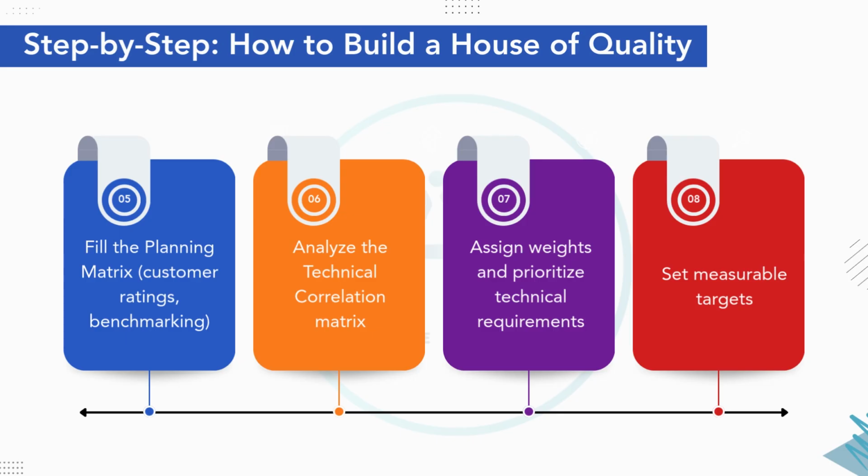8. Set measurable targets. Finally, convert the prioritized requirements into specific measurable targets that your team can work towards. These become the guiding metrics for design or improvement.